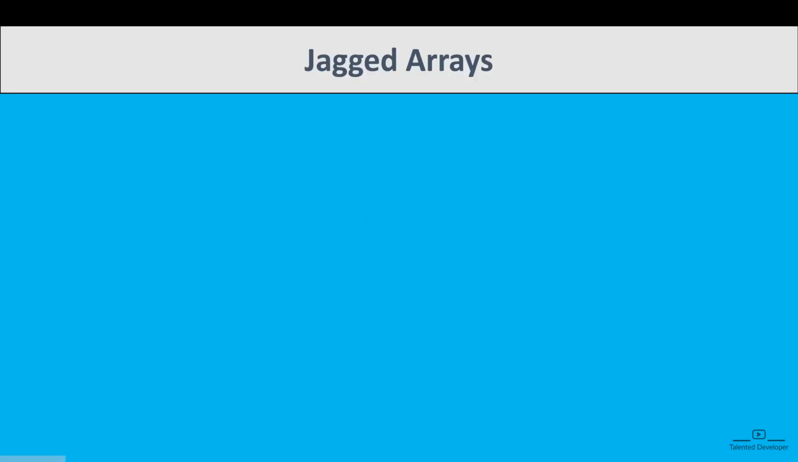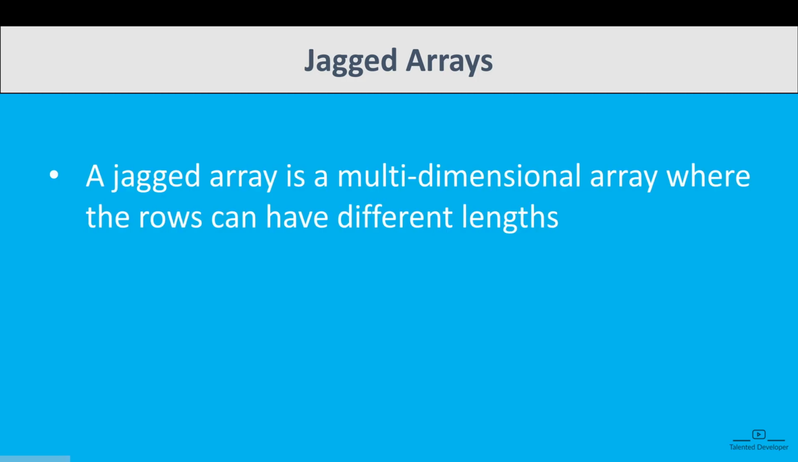So generally, what is a jagged array? A jagged array is a multi-dimensional array where the rows can have different lengths. This flexibility makes jagged arrays useful in scenarios where data is not uniform, such as storing test scores of a student with a different number of subjects. So if you don't know anything about 2D arrays, then please watch the earlier videos.